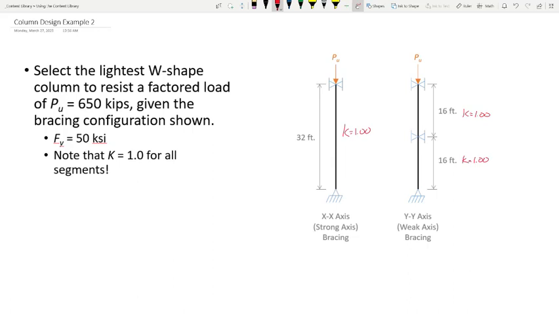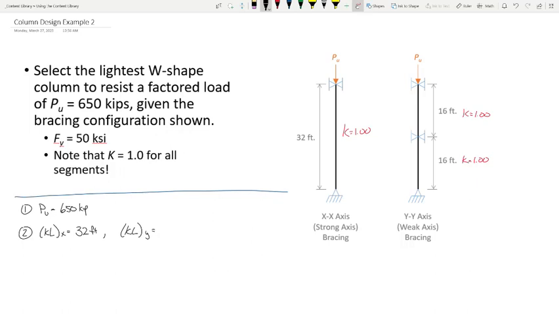While you're doing that, let's go ahead and handle a few design steps. So we know that PU is 650 kips. Again, that was given. And then step 2, we know that our KL about the x-axis is 32 feet. And then our KL for the y-axis is 16 feet.